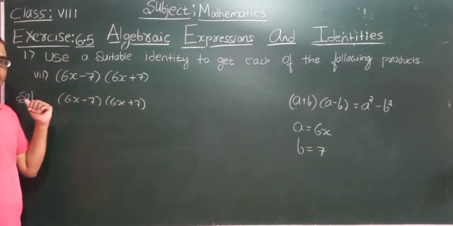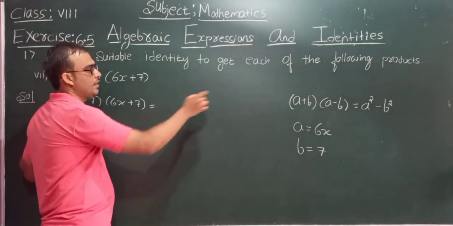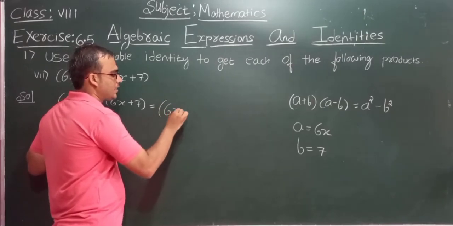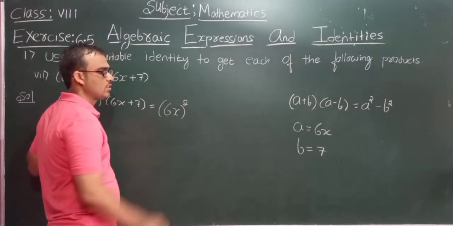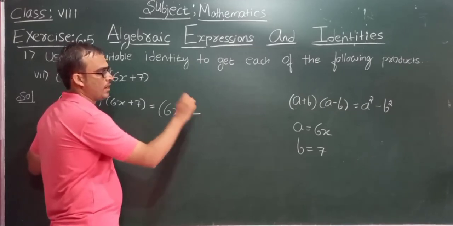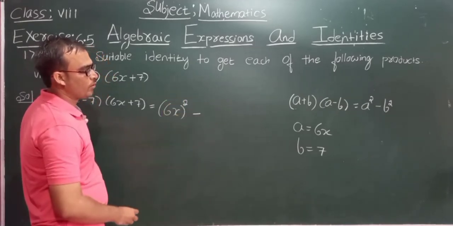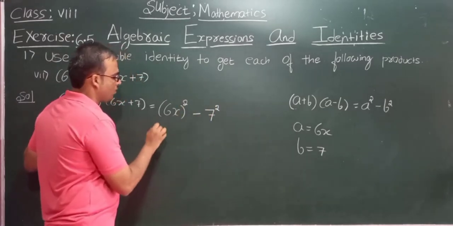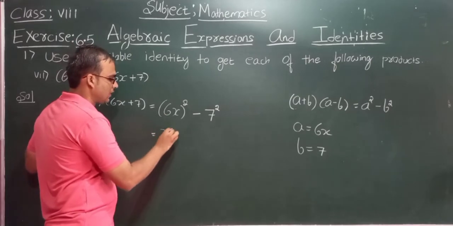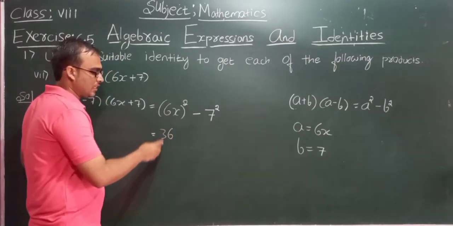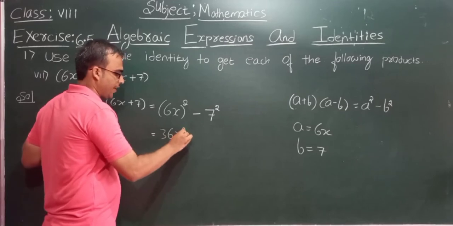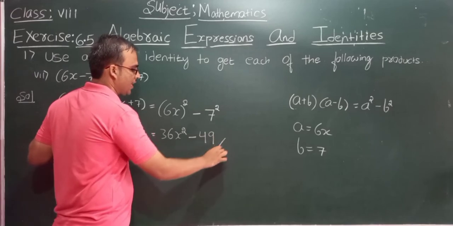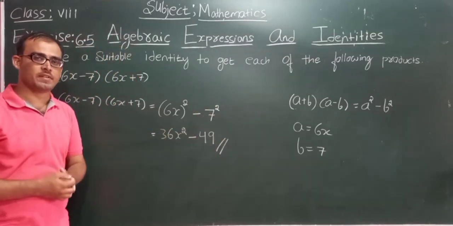Now a plus b into a minus b. What is the formula? A square minus b square. What is a? 6x. If a is 6x, then a square means 6x whole square. Next, minus b square. What is b? 7. If b is 7, then b square is 7 square. Now 6 6s are 36. 6 square means 36, and x square is x square. Next, minus 7 7s are 49. So this is the solution of the 7th problem.